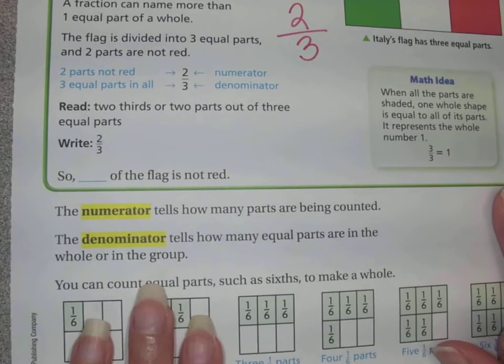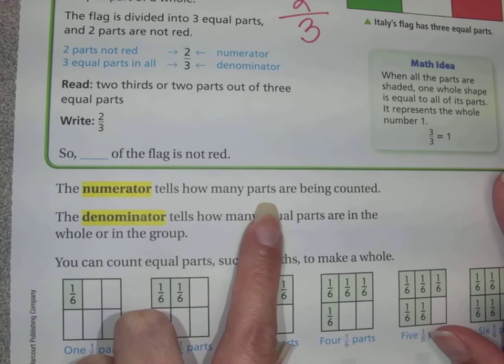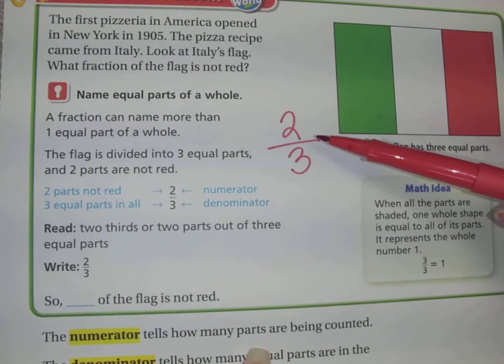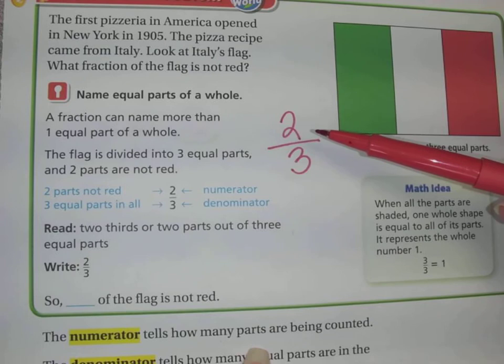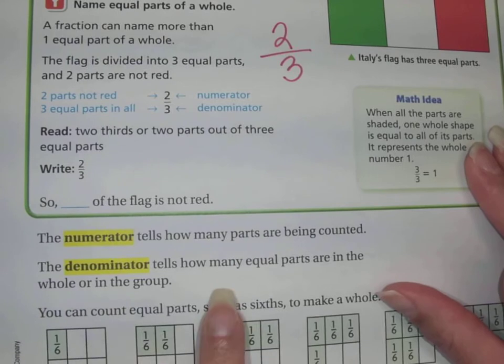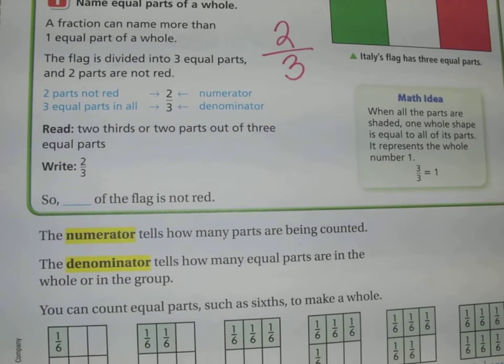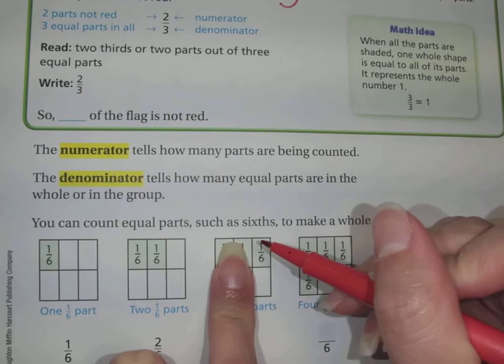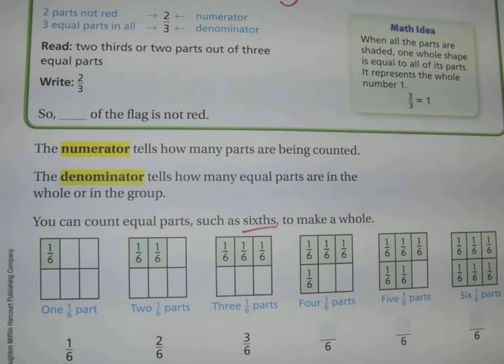Now remember, the numerator tells us how many parts are being counted, and that up here represented the 2 because we were asked what fraction of the flag was not red. 1, 2, 2 equal parts. And remember, boys and girls, that the denominator tells how many equal parts are in the whole or in the group. And you can count equal parts such as sixths to make a whole.